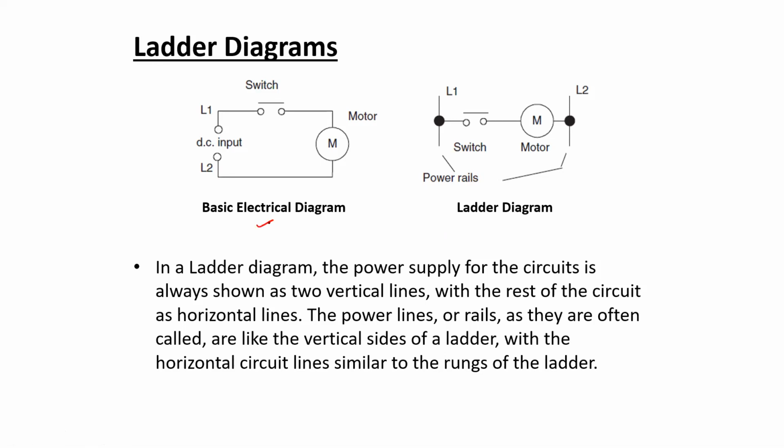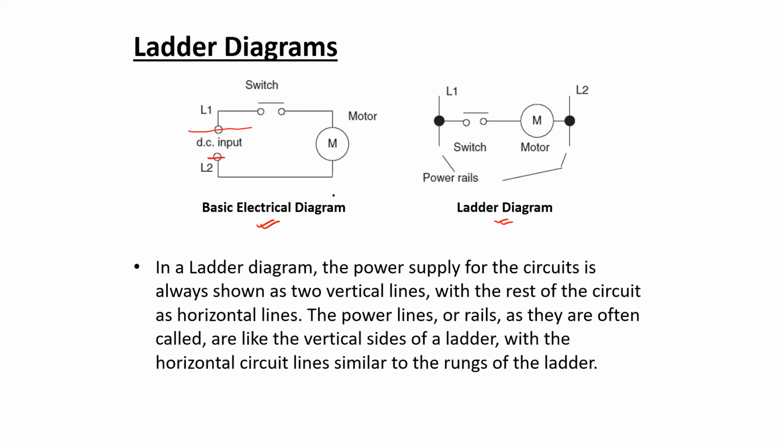So this is a basic or conventional circuit representation, and the figure on the right hand side is the equivalent ladder diagram representation. So for example, if a DC source is connected between these two terminals, L1 and L2, there is a switch and a motor, a simple series connection between them, shown over here.